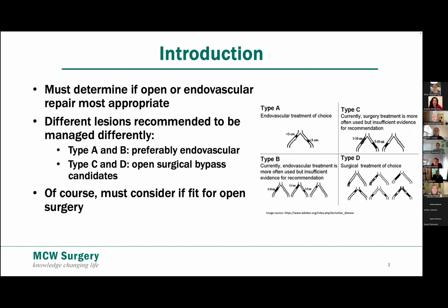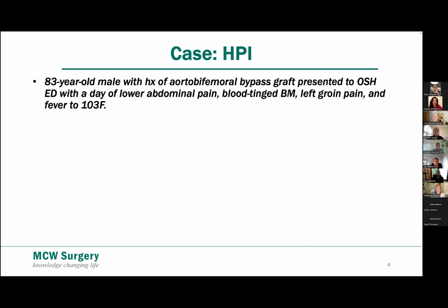And I did find some recommendations for which one is recommended based off the type of lesion. And then again, if you're considering open surgery, you must consider if the patient is fit to have it. So getting into our case, we had an 83-year-old male, history of aortic bifemoral bypass graft.